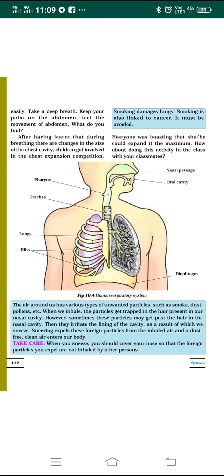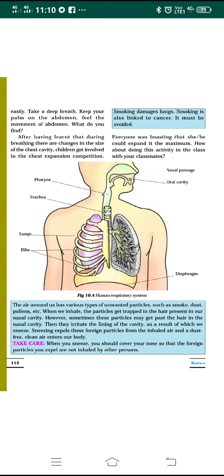Here we must observe that smoking damages the lungs. We know that the lungs are the main organs of respiration, which is why smoking damages them. Smoking is also linked to cancer, so it must be avoided, or else our lungs get damaged and the person immediately goes down.